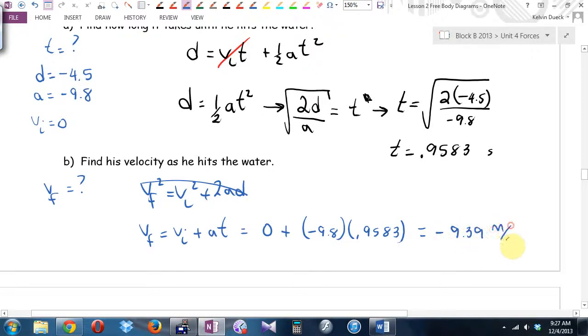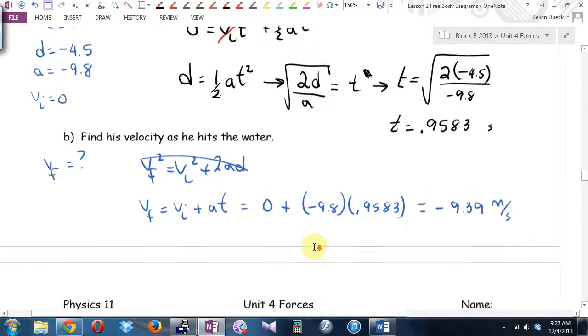What's the negative telling me? He's going down. Okay. Turn the page.